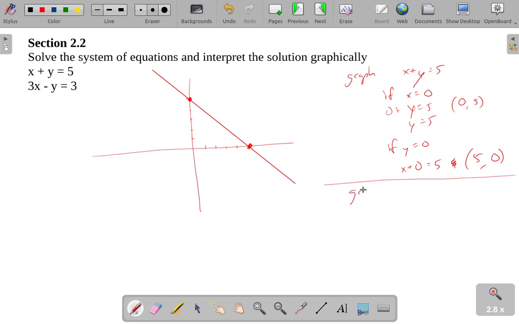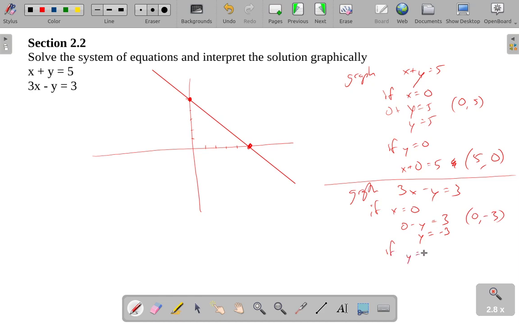For graphing 3x minus y equals 3, I would do the same sort of thing. If x equals 0, I'll plug in 0 here, we get 0 minus y equals 3. This negative we'd have to deal with, so we'd get y equals negative 3. We'd divide both sides by negative 1, because this is the opposite of y. So that gives us the point (0, negative 3).